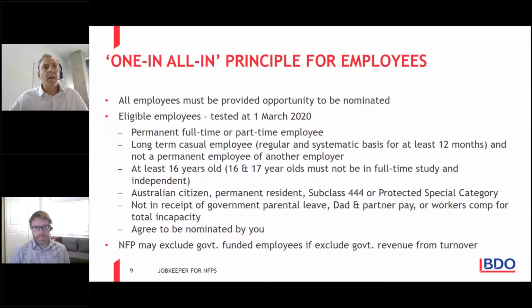Now, eligible employees, it's tested at 1 March 2020. It includes permanent, full-time, part-time employees. The one where we're getting a lot of questions about is around long-term casual employees who must have been employed on a regular and systematic basis for the last 12 months. They also can't be a permanent employee of another employer. So what you might find is when you're sending these notices out, when you're getting them back, they might be saying, I'm a permanent employee somewhere else.